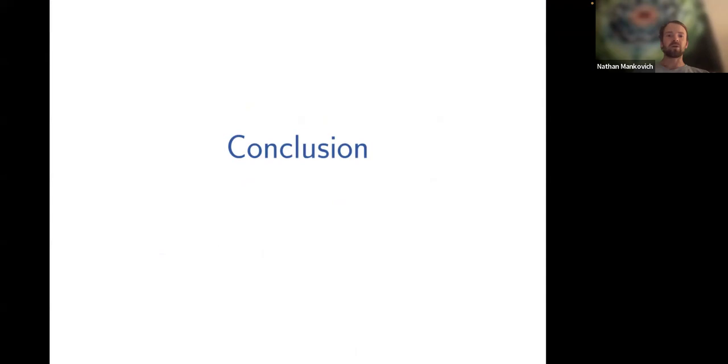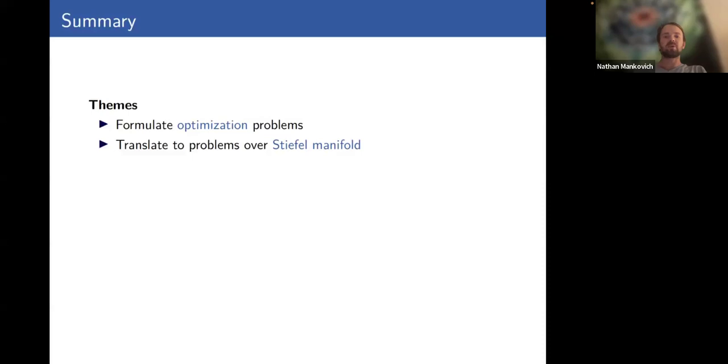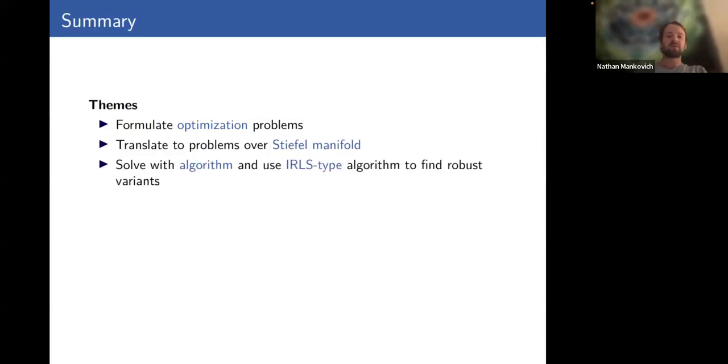So I kind of want to conclude here. I realize I moved still a little fast, but better to go too fast than too slow. As a summary, I want to talk about our themes. What I did is I formulated optimization problems with respect to some distances, and I translated the problems to be over the Stiefel manifold. Then I found approximate solutions to these problems using algorithms over the Stiefel manifold, and then used IRLS (iteratively reweighted least squares) flavored algorithms to find robust variants. That's kind of what I did in all three of these studies.